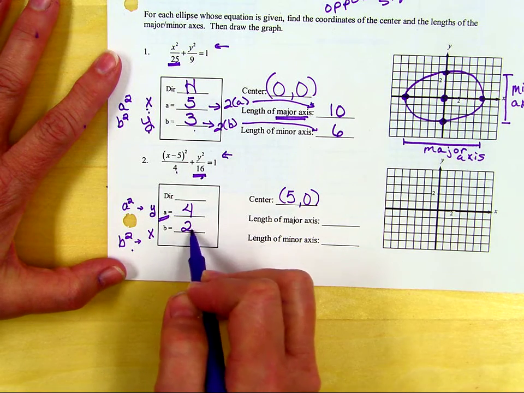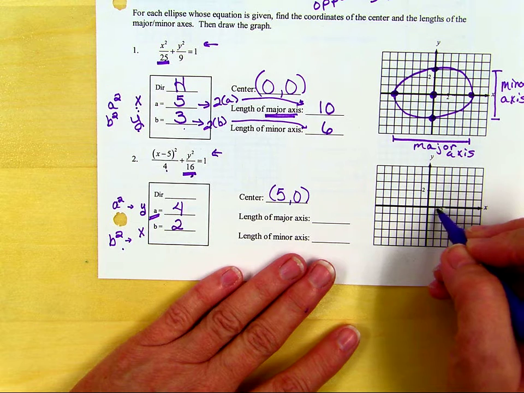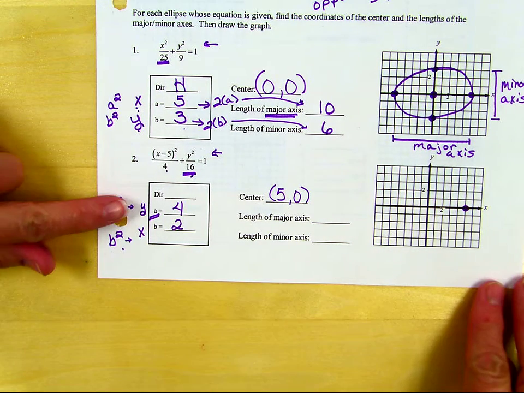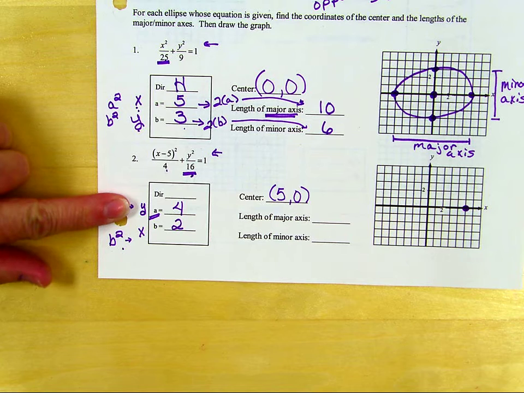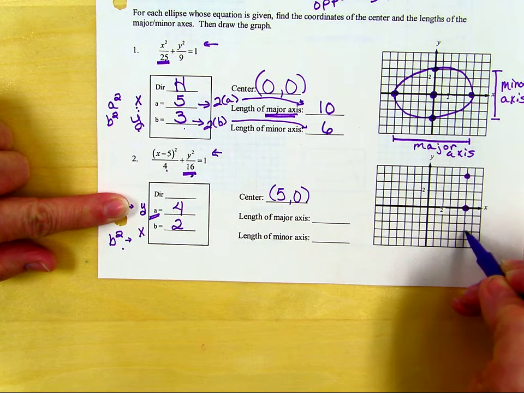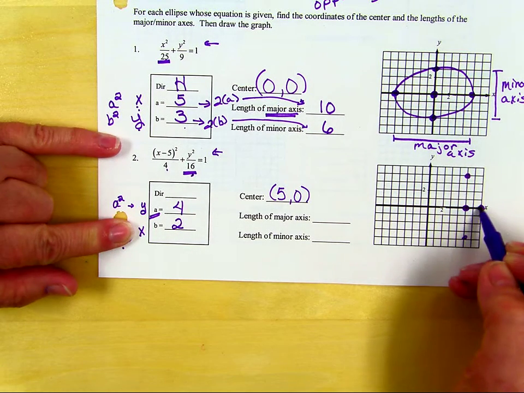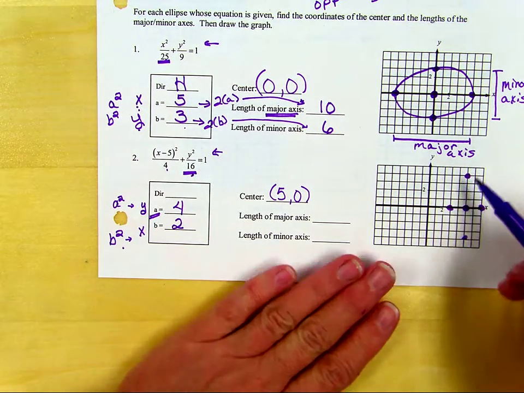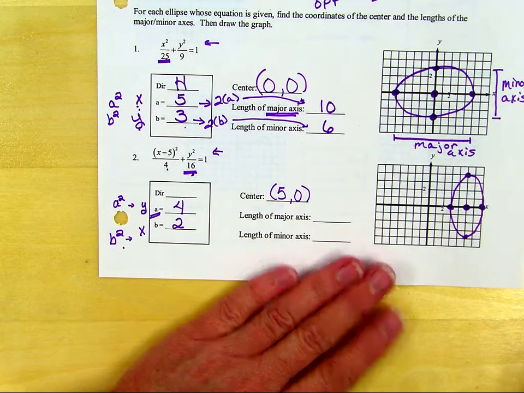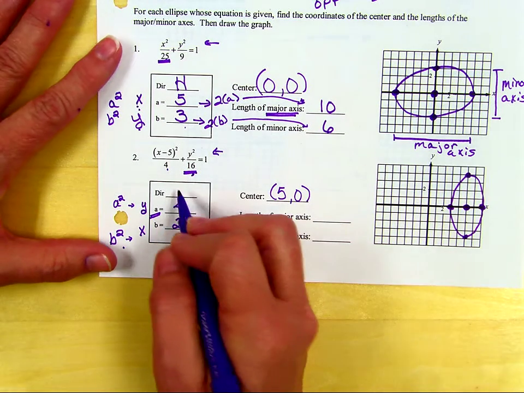All right, let's graph it from there. The center is 1, 2, 3, 4, 5, 0. Then I look at my notes. In the Y direction, I have a radius of 4. 1, 2, 3, 4. 1, 2, 3, 4. In the X direction, I have a radius of 2. 1, 2, 1, 2. Connect the dots. This stretches more in the Y direction. That makes it vertical, up and down.